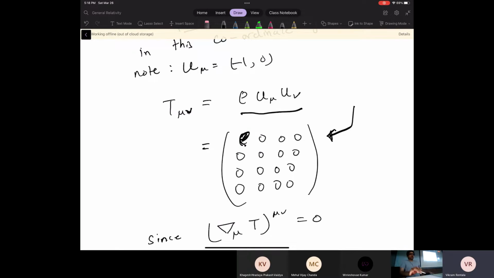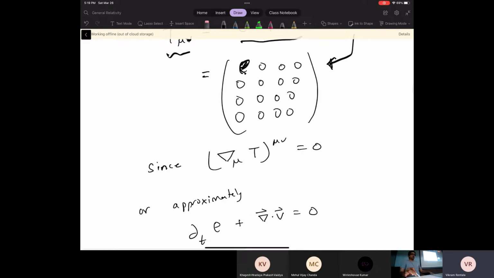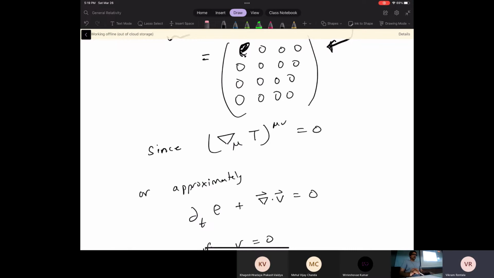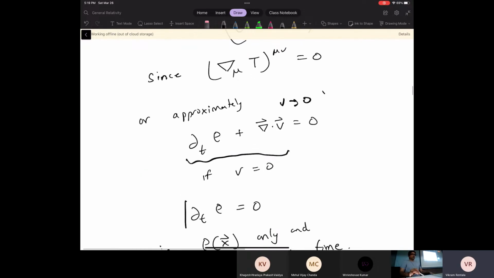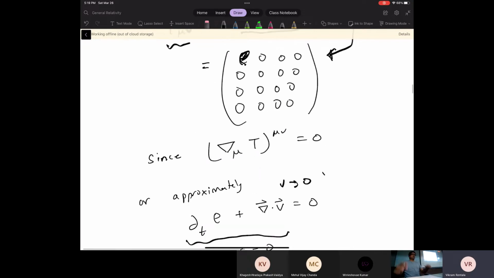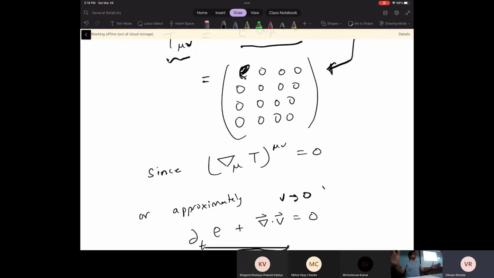Okay, and we know that this must satisfy the continuity equation. In the non-relativistic limit, I told you it's this fluid equation: ∂_t ρ + ∇·(ρV) = 0. We're in the limit where V is exactly 0, so that tells us that ∂_t ρ is 0. That is, the density itself is not changing. There is no flow to change the density from one region of space to another, and so the density in each region of space stays exactly constant.